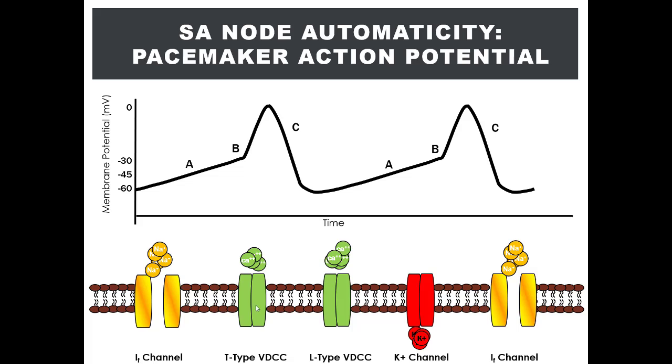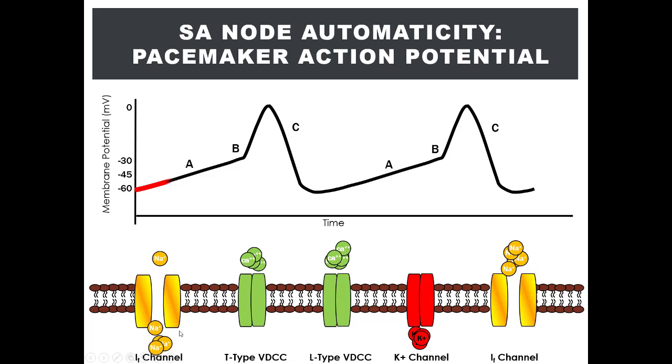So here we have some channels called the funny channels, which is denoted as I subscript F channels. And this again is located on the SA node membrane. Now these channels can be described as leaky sodium ion channels. And these sodium ions are positively charged. Now, most of you should know that sodium is highly concentrated outside the cell, and so if there is a channel opening, it will influx into the cell. So because these funny channels are leaky to sodium influx, the SA node can never truly rest. It is always going to want to depolarize, and we see that here.